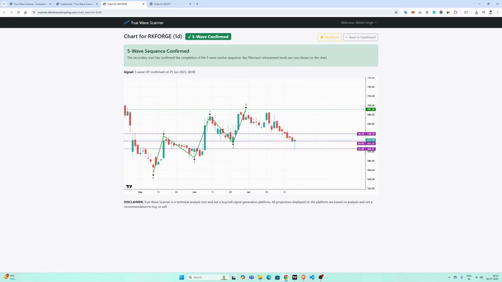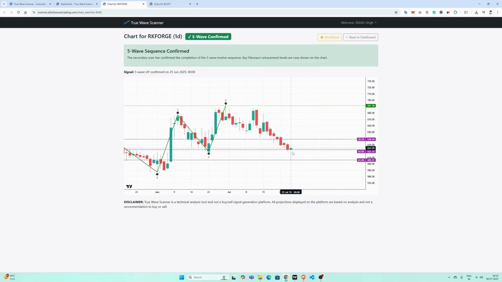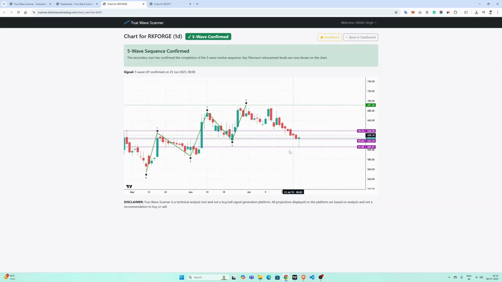And here I can see it has done exactly 61.8% retracement, and from there it has formed a doji, but it's kind of a bullish doji, more like a hammer, even though there is a wick on top. But you can see there is a long wick at the bottom which represents buying pressure, right? So that candle suggests that this could potentially be the end of wave 2 and wave 3 might start, right?